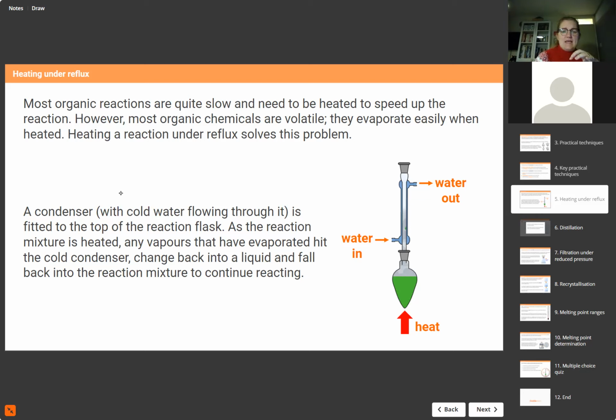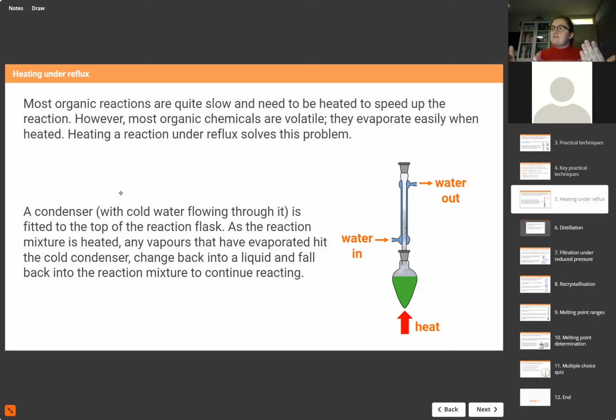So what happens is, as the reaction mixture in that flask at the bottom is heated, any vapors that have evaporated hit the cold condensing walls, form back into liquid and fall back into the reaction mixture to continue reacting. So here we're not separating anything, we're wanting a reaction to happen. We don't want to lose any of that mixture. If we heat it, it becomes a gas, it evaporates quickly, and we don't want to lose any of that mixture.